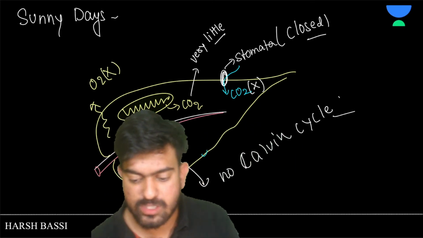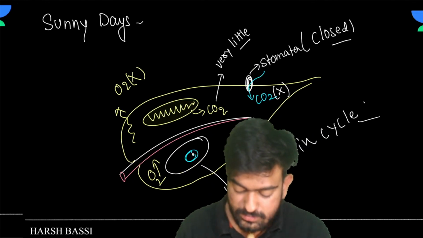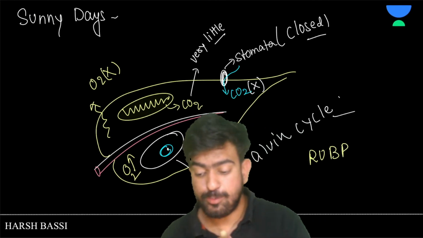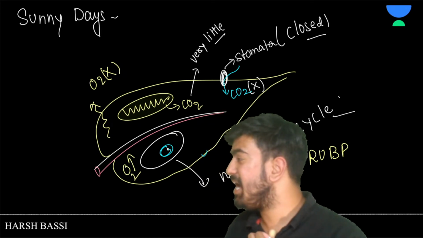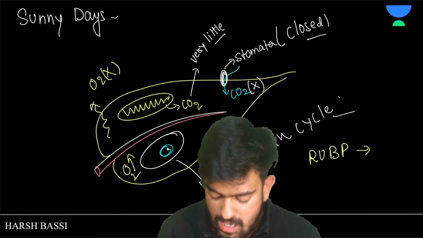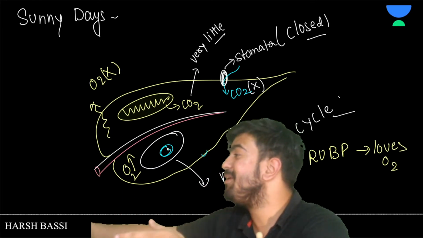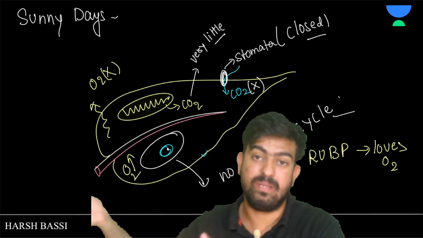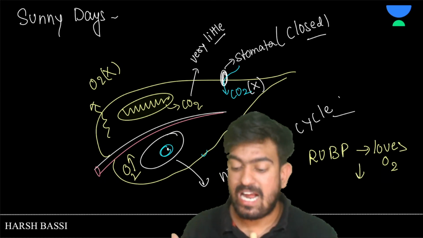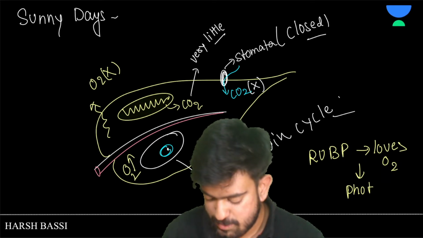And do you know what? This RuBP is a kind of a person who loves oxygen. And when it sees oxygen, it will be like, oh my oxygen, please come with me. So RuBP will go with the oxygen, and it will start performing a wasteful process which is known as photorespiration.